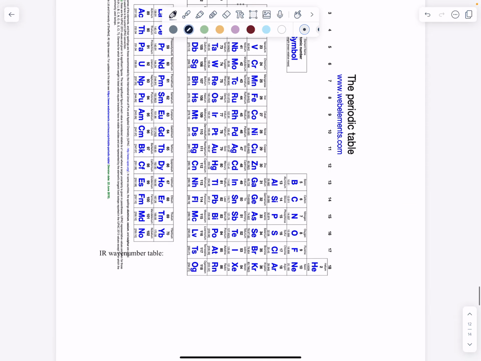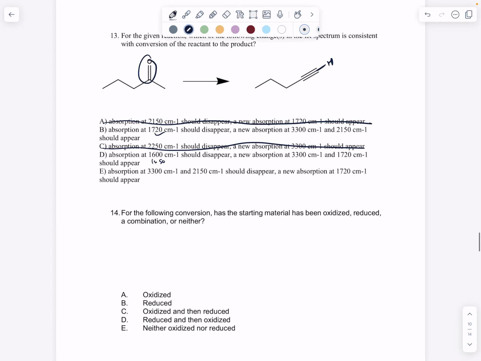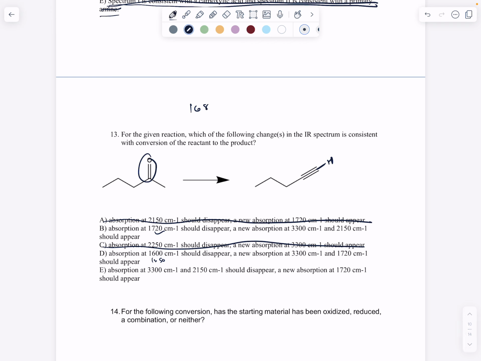What were my numbers? Let's see. 2100 for the carbon double bond. 1680. Okay, so 1680 to 1750 is going away. So this one's not in that range. This one's not in that range. This one's close, but I would say unlikely. I'll put a little tilde by it.